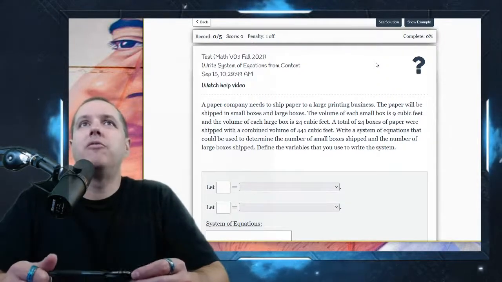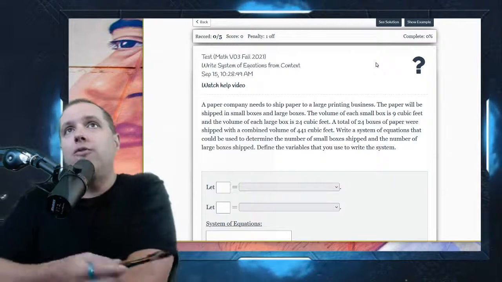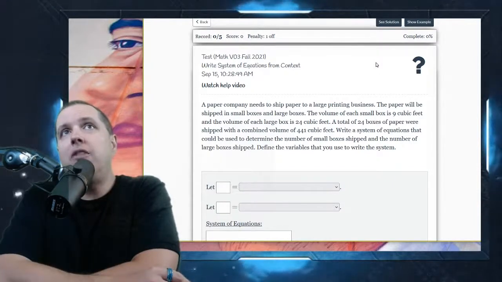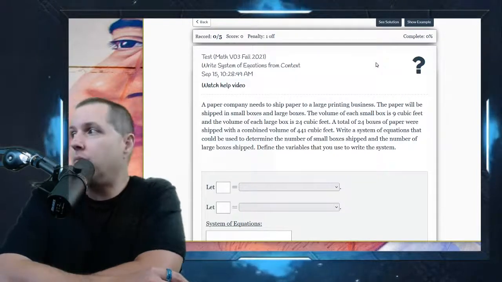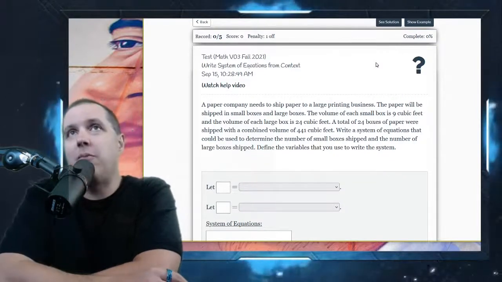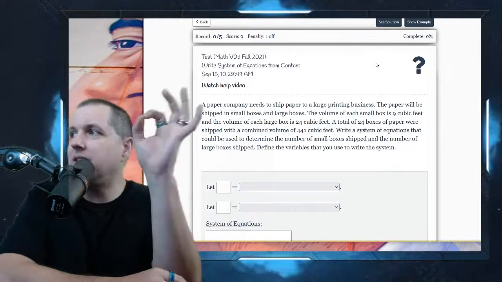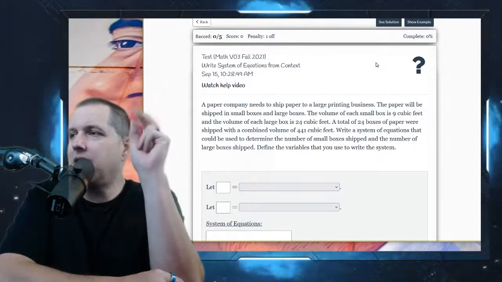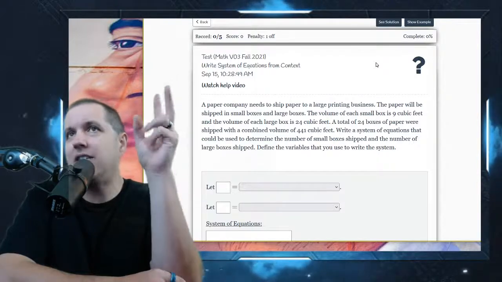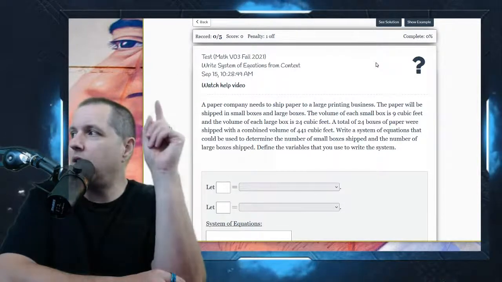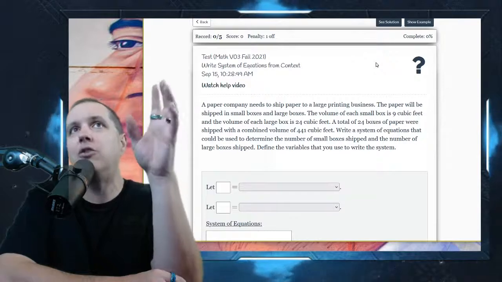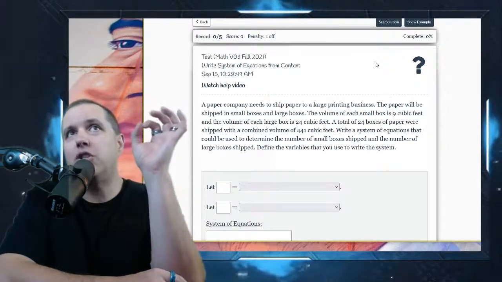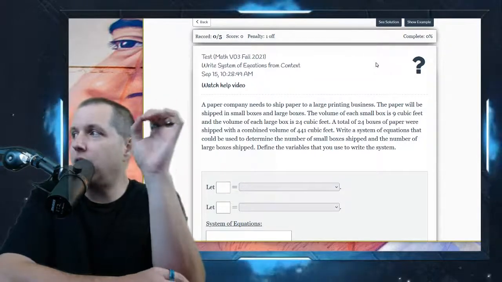9 cubic feet. Okay. A total of 24 boxes of paper were shipped with a combined volume of 441 cubic feet. Now, I don't have all this stuff memorized, but I'm remembering the basics as I go through the problem. Okay, remember there's two size boxes. Each box has a known size. We've been given the size. Off the top of my head, I don't remember, but we can always go back and double check if we need to. And then we know that 24 boxes of paper were shipped, and there's a total cubic volume.